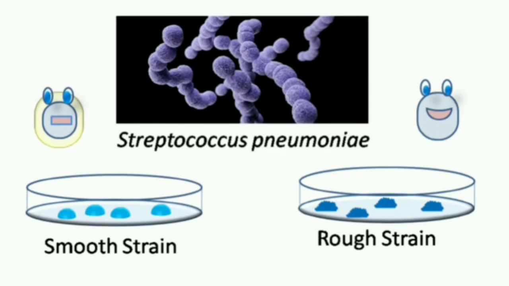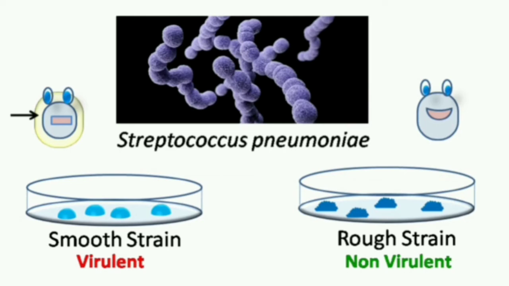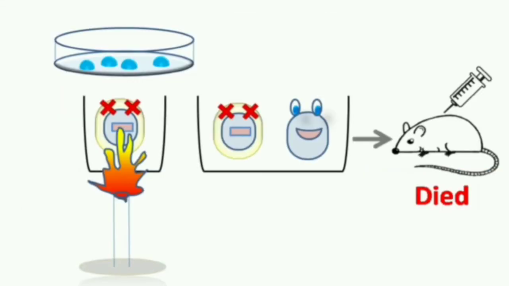Streptococcus pneumoniae has two types of strain, smooth strain and rough strain. Smooth strain has a protective capsule, as a result of which it is highly virulent. Rough strain is not virulent. Heat-killed smooth strain mixed with rough strain and injected into mice. The mice died. Thus something was transformed from heat-killed S strain to R strain that converted R strain to S strain.